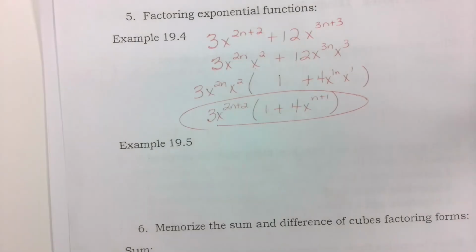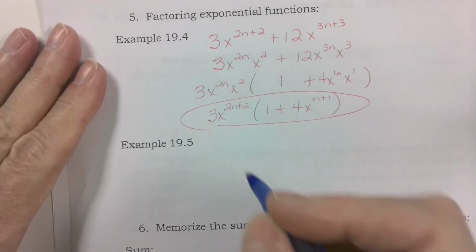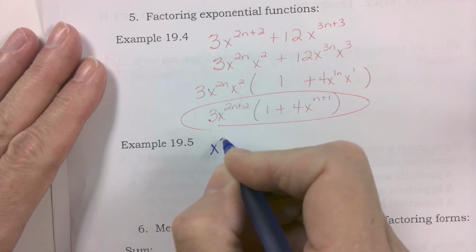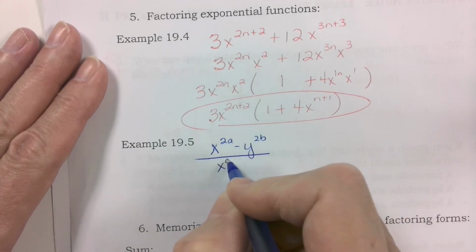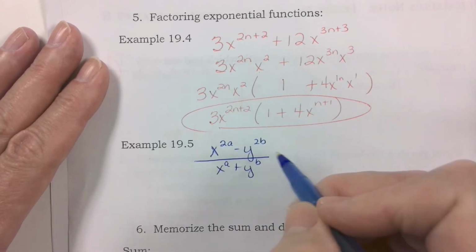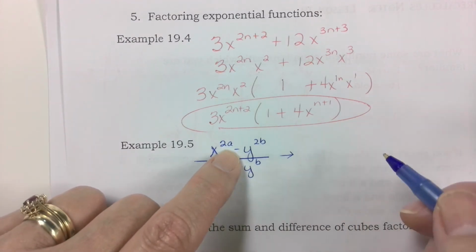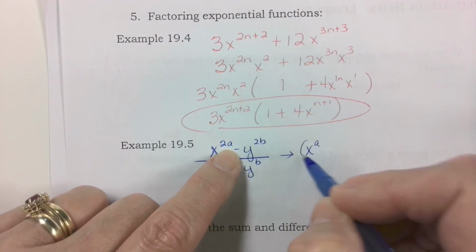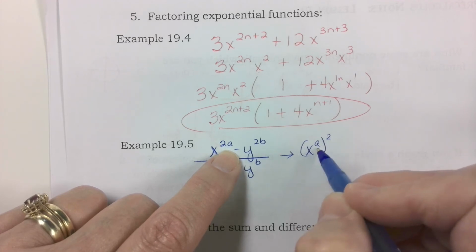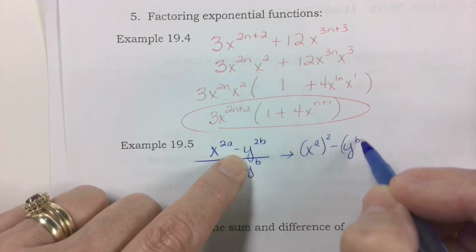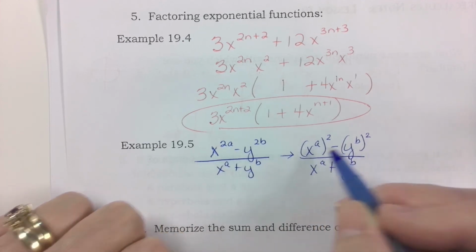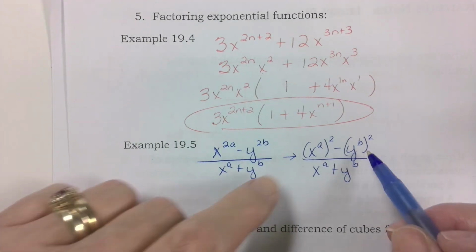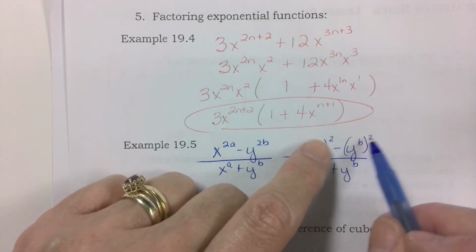Okay, moving on to 19.5. In this example, they're trying to show you another form of the difference of two squares. So we have x to the a power plus y to the b power. I know by the exponent rules that this can be written as x to the a squared, because that would be 2a, and y to the b squared. That's using the rule of exponents.